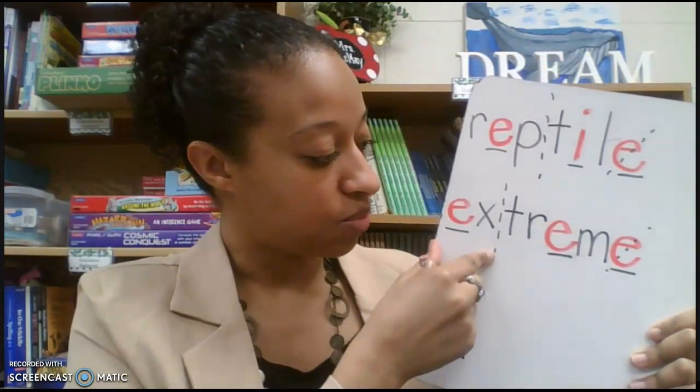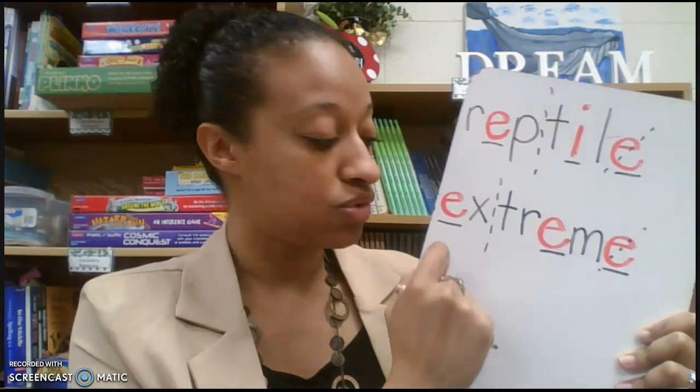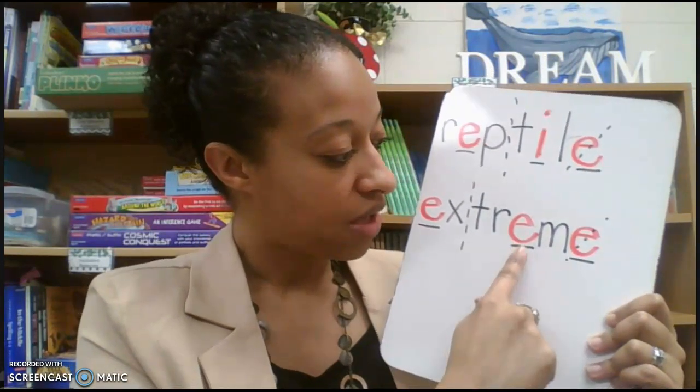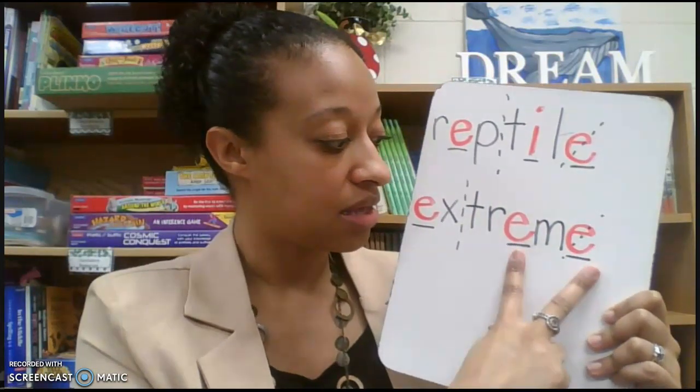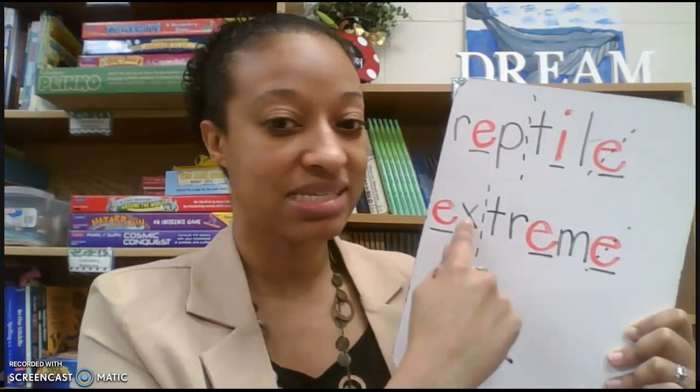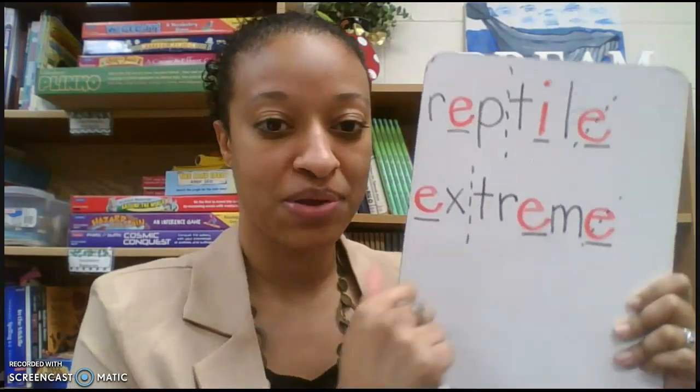Let's look at our first syllable. It is closed: ex. Vowel, consonant, E: treme. Whole word: extreme, extreme.